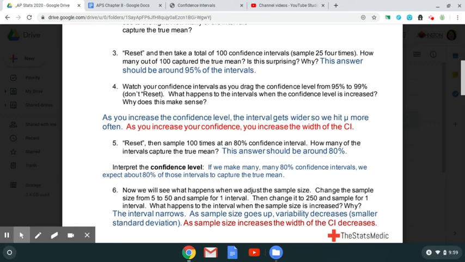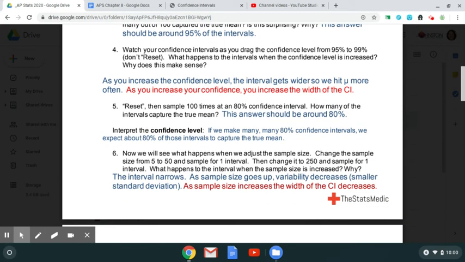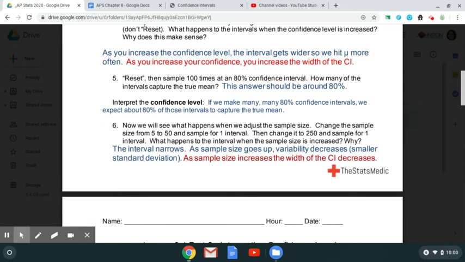So if a forecaster said, okay, the temperature is going to be between 0 and 200 with 100% confidence, obviously he can be right, but he had to make a super wide confidence interval to be sure to capture the true temperature for tomorrow. So if you increase your confidence level, the width of your confidence interval is going to get wider. Then if we decrease our confidence level, so we went from 95 to 99, now down to 80, you should see about 80% of the intervals drawn in your applet actually did capture the true mean.